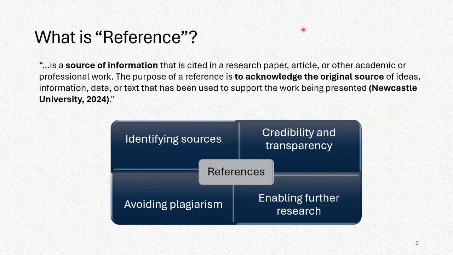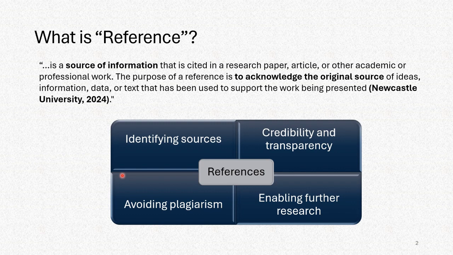So what are the key points of referencing? Number one, it is to identify sources. References provide the necessary details to identify the original source materials, such as the author, the title, publication date, and also location. Number two, we see in terms of credibility and transparency. By including references, the writer demonstrates that their work is based on credible, verifiable sources, adding to the overall credibility and transparency of the research or writing.